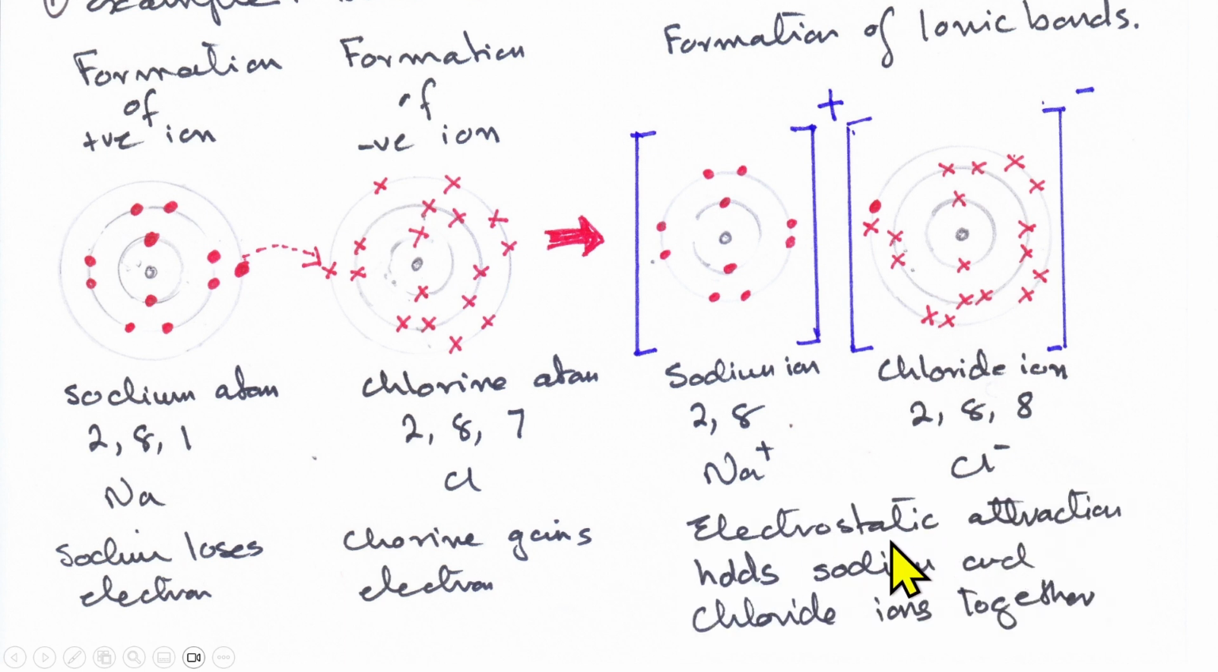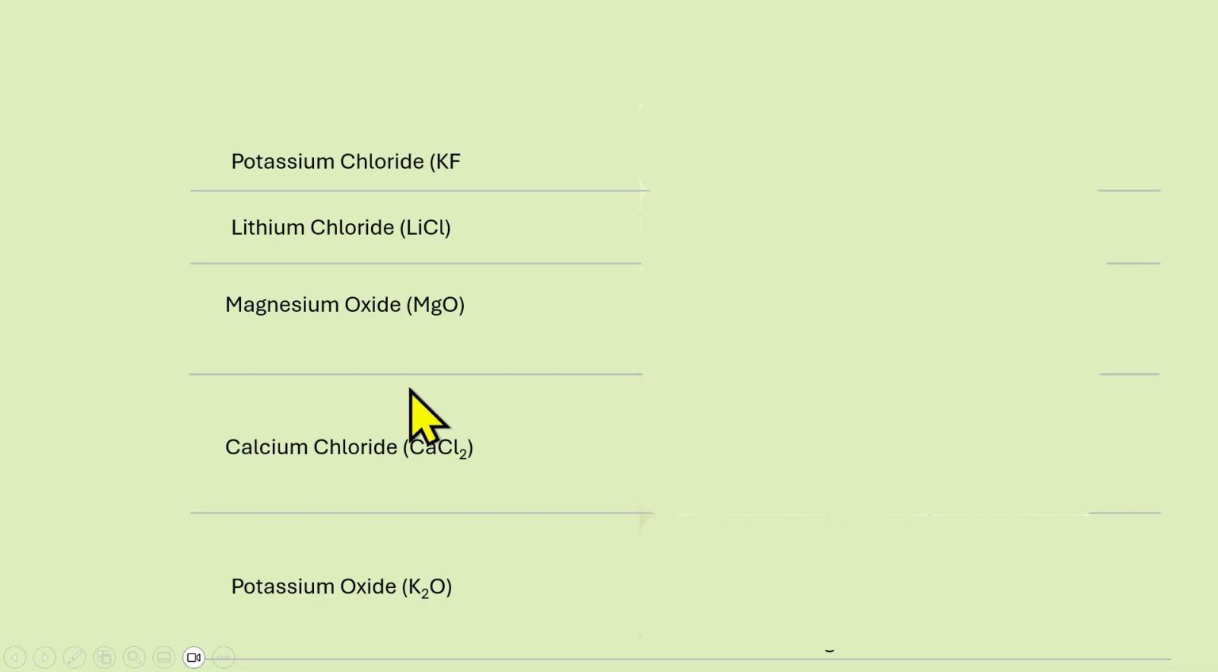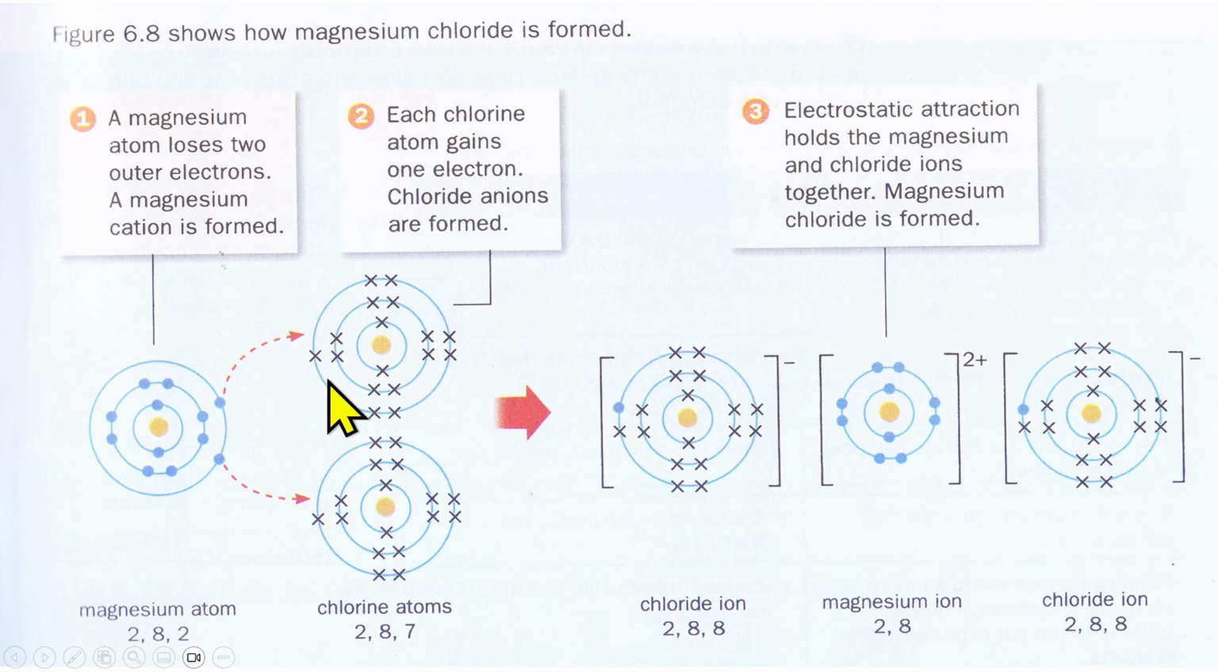Now there's another example, that is of magnesium chloride, the formation of magnesium chloride ions. First of all, magnesium will lose two electrons as it has two electrons in its outermost shell, and will form a 2+ ion, whereas each chlorine has 7 electrons in its outermost shell, so each will require 1 electron to complete its octet.